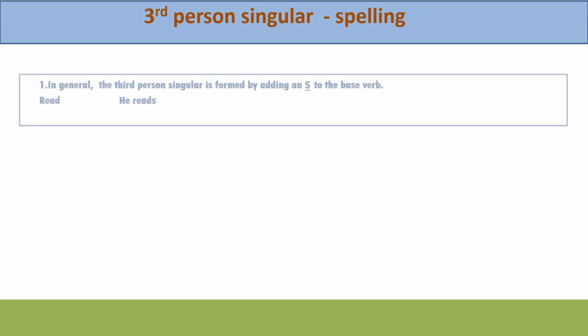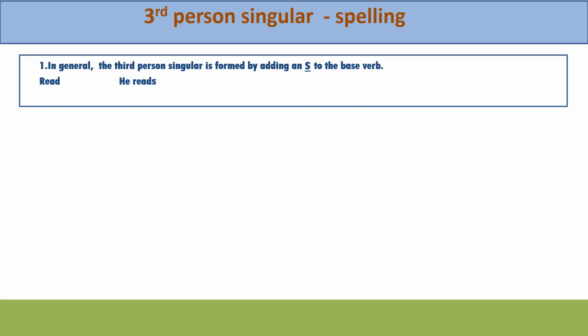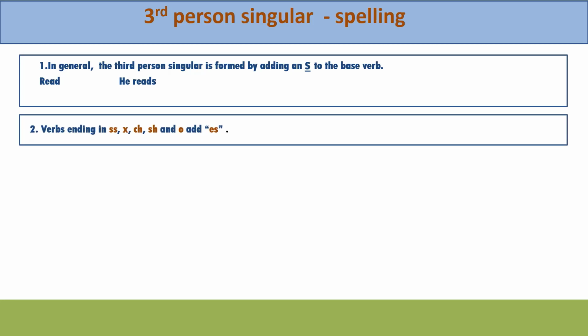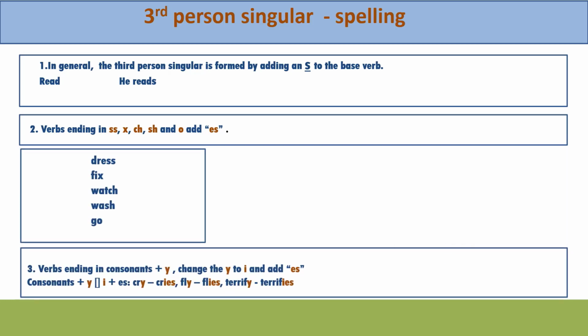Okay, just some spelling rules now. In general, when we use the third person singular in present simple sentences, we change the verb from the base verb and we add an S. Okay, so read becomes reads. The second rule is that if we have a verb that ends with double S, X, CH, SH or O, we add an ES. Okay, some examples here for you.